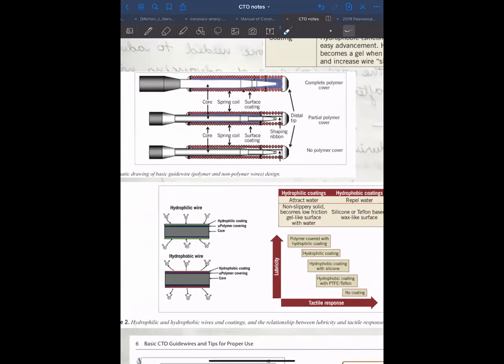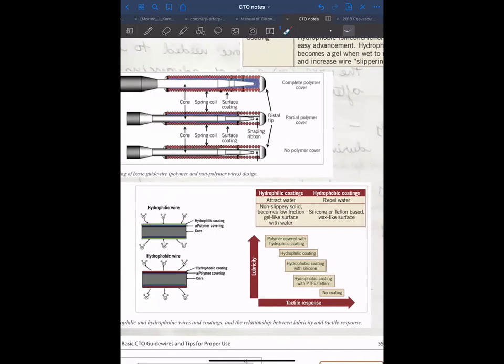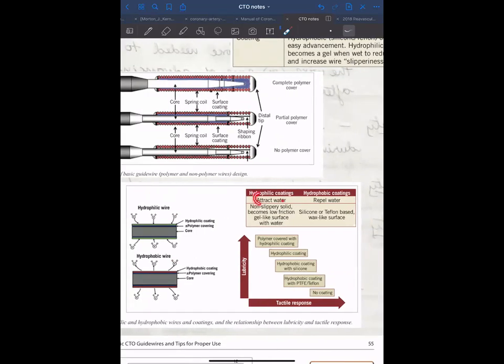So why do we give hydrophilic coatings? Hydrophilic coatings will attract water and make it slimy. Basically they become gel-like and the friction becomes less. So lubricity is increased with hydrophilic coating. We will come to these definitions of lubricity and those kind of terms which are to be known in terms of CTO. And opposite of it is hydrophobic.